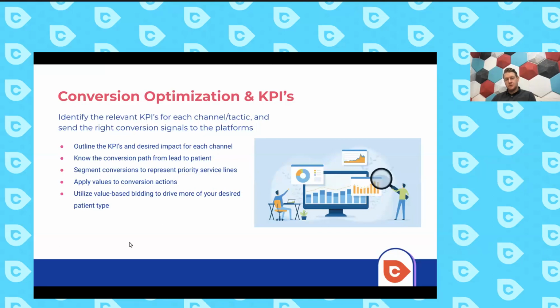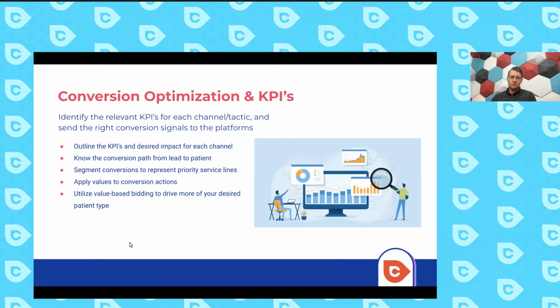All right, great. So the next thing that we often think about is conversion optimization KPIs. I know Rich touched on this a bit about how we organize this at the CRM level and pass back the right information. Obviously, we want to translate that into in-platform needs. What are the KPIs and desired impact for each channel?